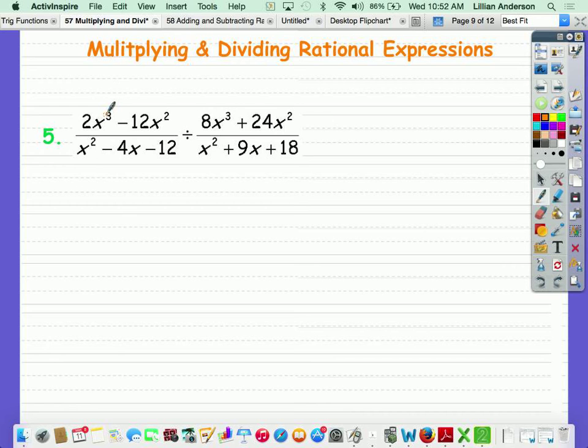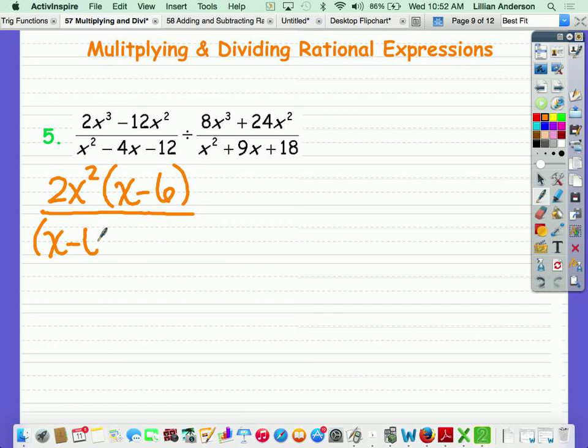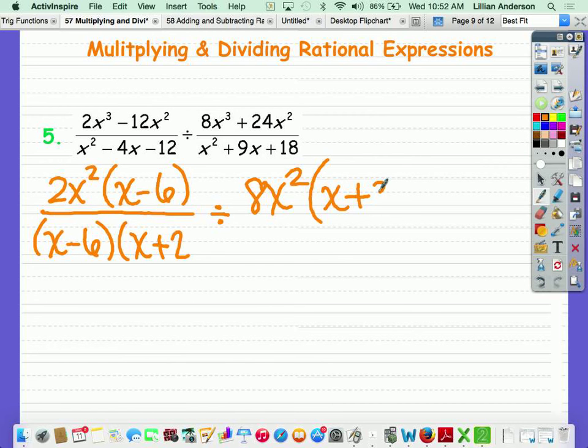So you do the same as before, you factor. The top, I can take out a GCF 2x of a 2x squared. So then that leaves me with x minus 6. I factor the bottom, two numbers that multiply to give me negative 12: negative 6 and 2. I GCF the top, that is an 8x squared, and x plus 3 left over on the inside. The bottom, two numbers that multiply to give me 18, add to give me 9, 3 and 6.